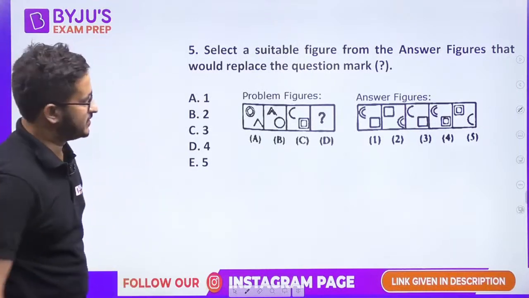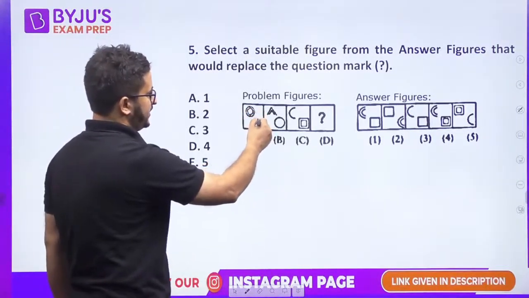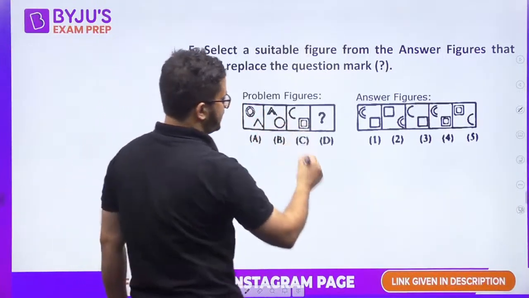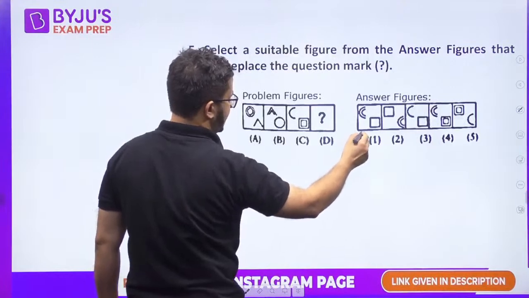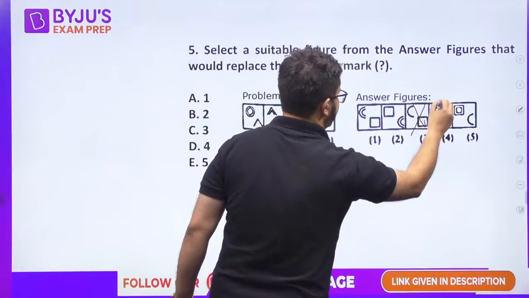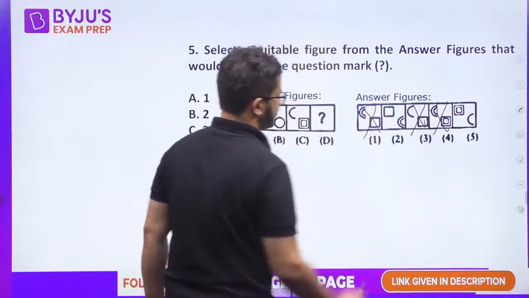So first thing first is they are swapping the position, right? This arrow is going to top, this circle is coming down. So they will swap the position. C should come down and the square should go up. So if the square is down, that means it is incorrect.